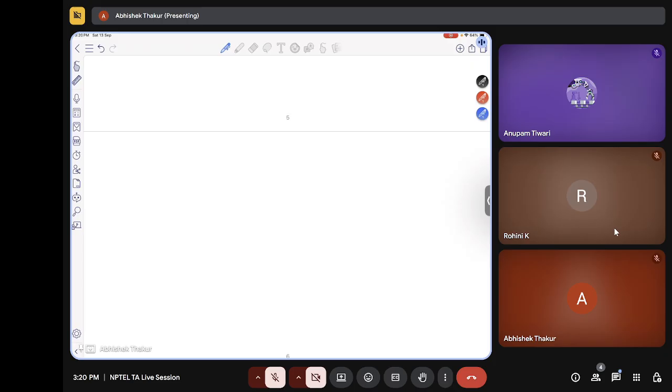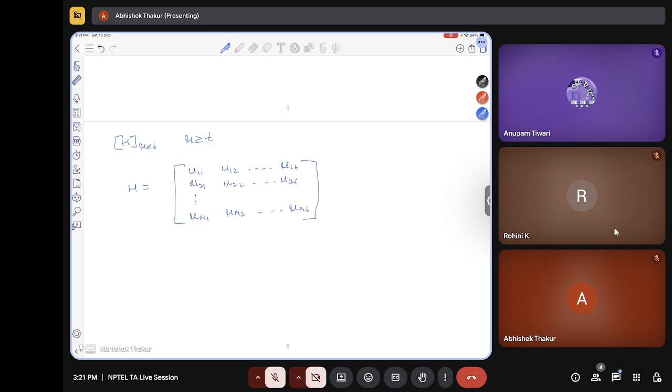If this is our channel matrix of size R cross T, and the number of receive antennas is greater than or equal to the number of transmit antennas, then in that case we can write H as U11, U12, up to URT.